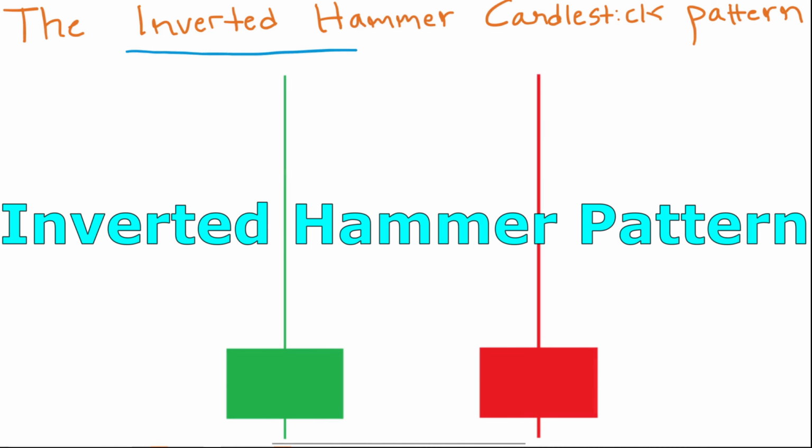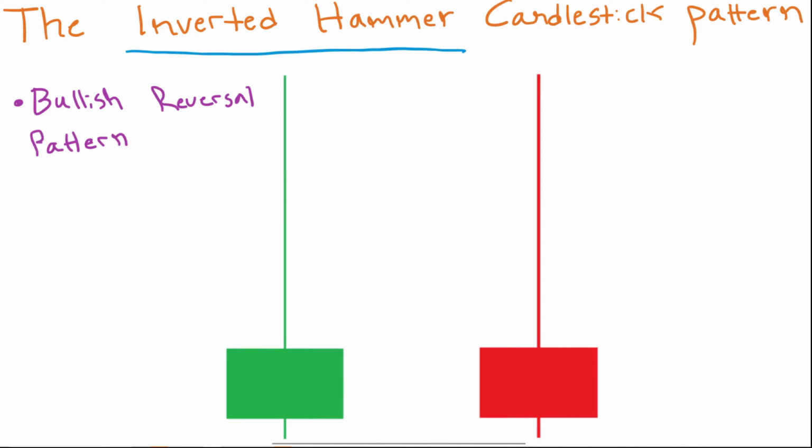Right, so the inverted hammer pattern. What is it? Well, first of all, we can say that this is a bullish reversal pattern, indicating a potential reversal to the upside.